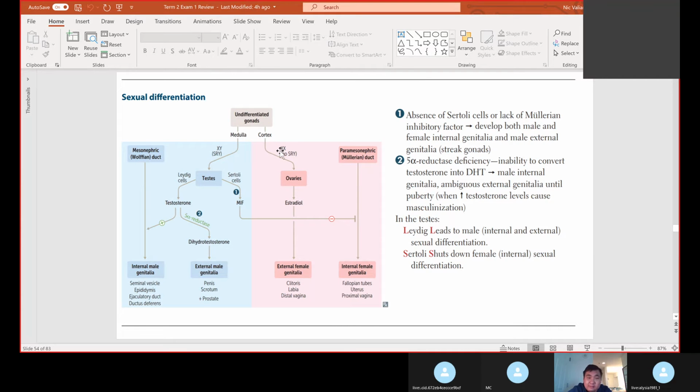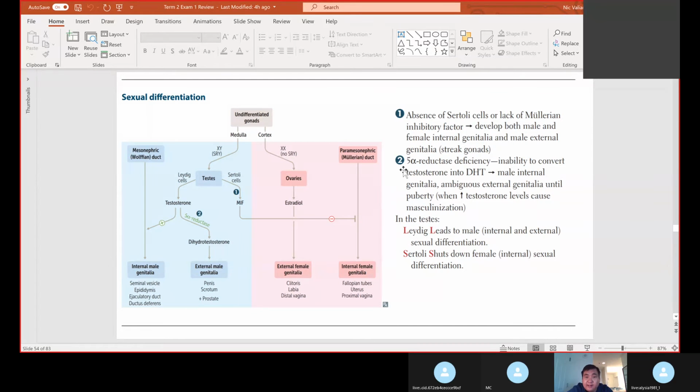What if you don't have the gene? No SRY gene. So this is the biological determination of sex or gender. No SRY gene, so what happens to the ovaries? Increased estrogen, estradiol, for what? External female genitalia, so that you can have a clitoris, a labia, and a distal vagina. Also, development of the paramesonephric duct or Mullerian duct. For what? For internal female genitalia: your fallopian tubes, uterus, and proximal vagina.